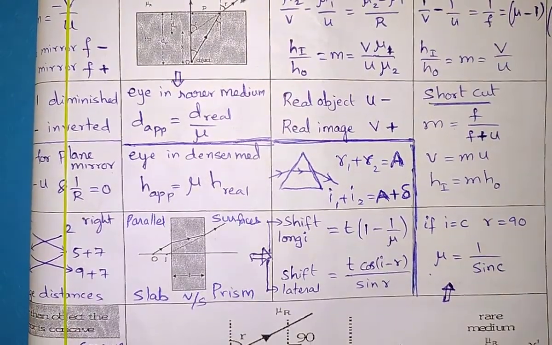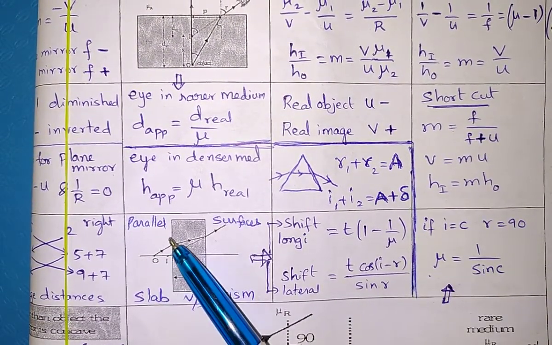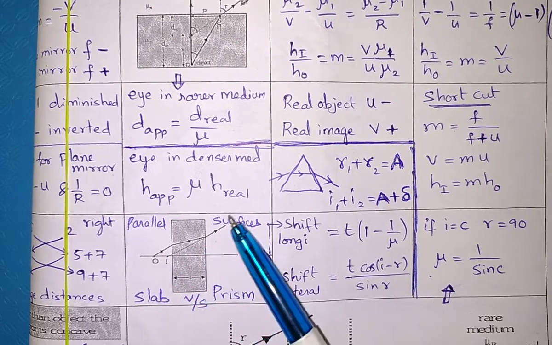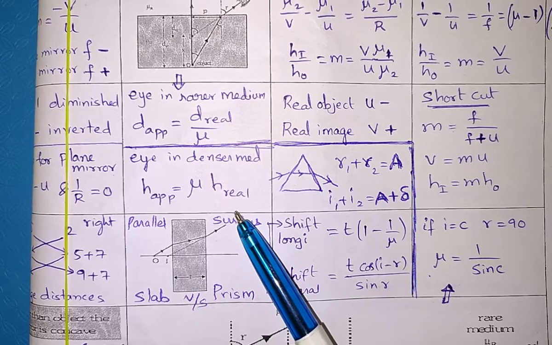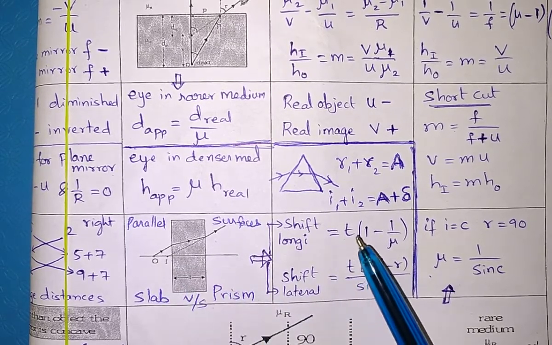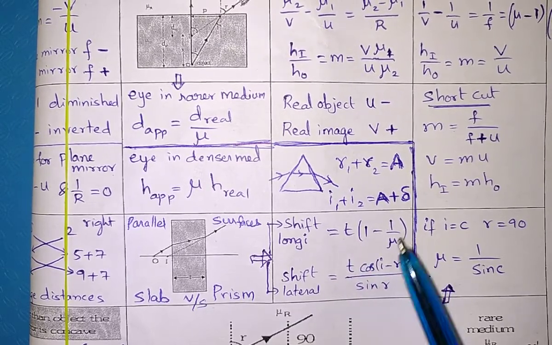And the same logic can be extended for a glass slab. In case of a glass slab, the ray comes from rarer medium, bends towards the normal. Again when it goes to the rarer medium, again it bends away from the normal. There will be a shift, and the shift is given by T, that is thickness of the glass slab, into 1 minus 1 by mu.